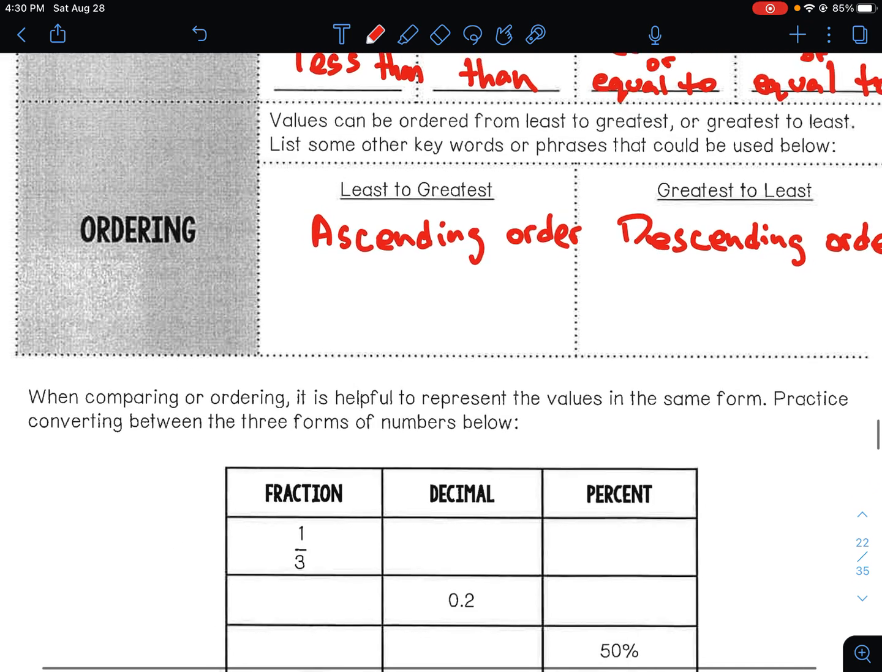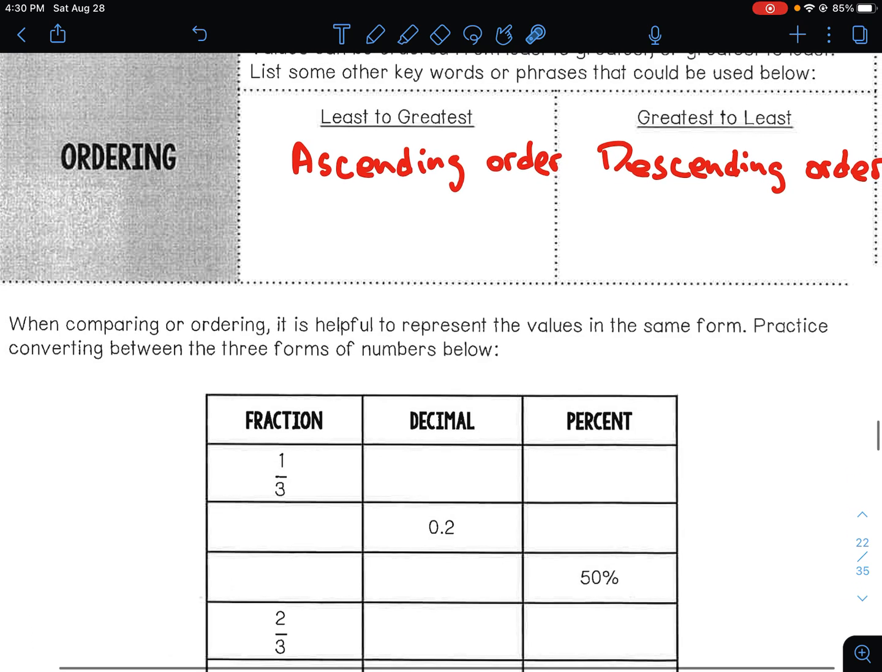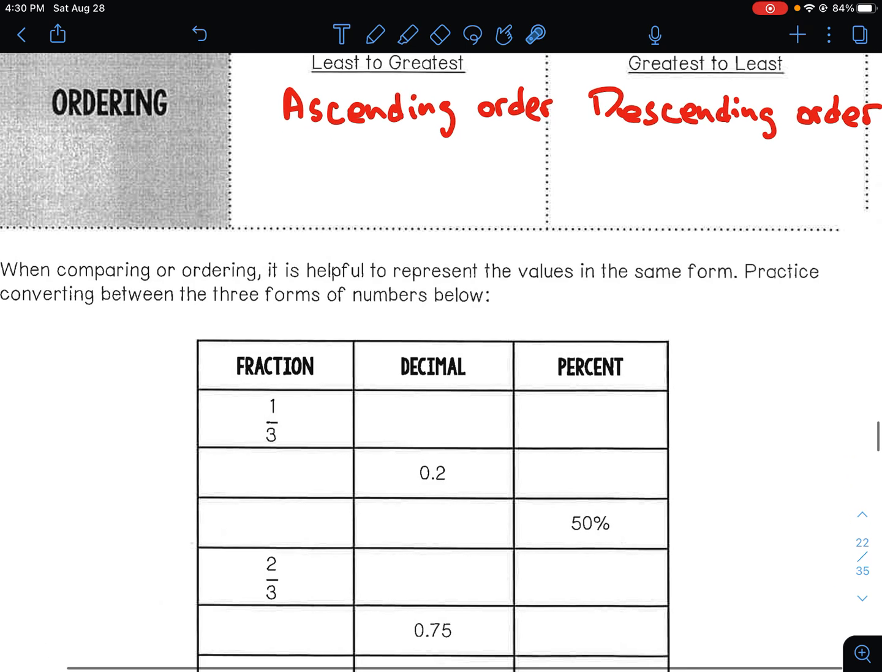When comparing or ordering, it is helpful to represent the values in the same form. Practice converting between three forms of numbers below. I am going to be more specific. If they're not all in decimal form or in percent form, or in fractions with the same denominator, I think it's always best to convert them into decimal form. Okay, so let's go ahead and convert some of these.